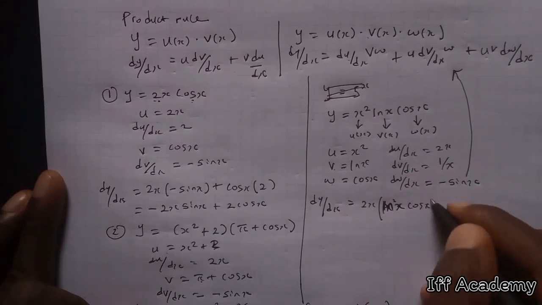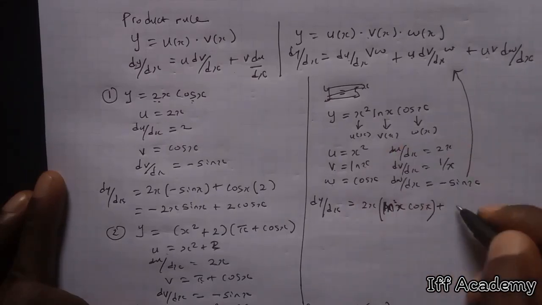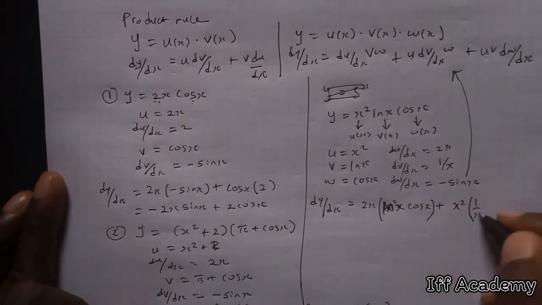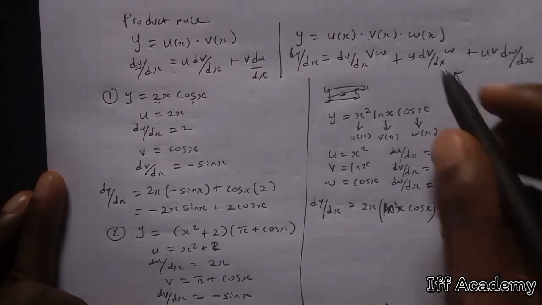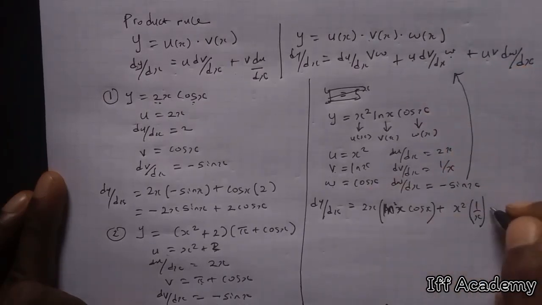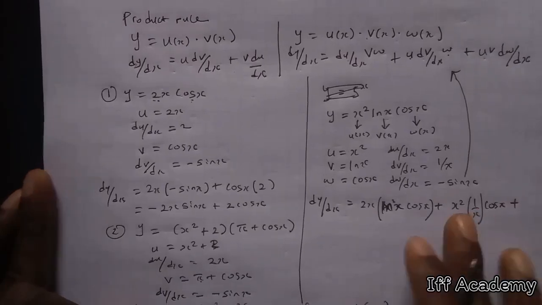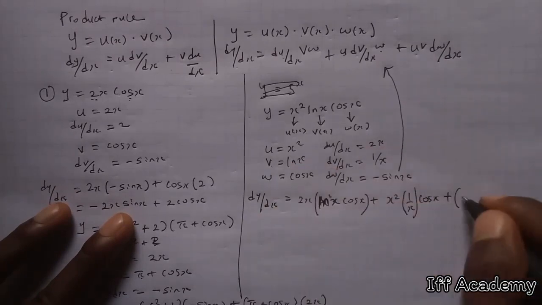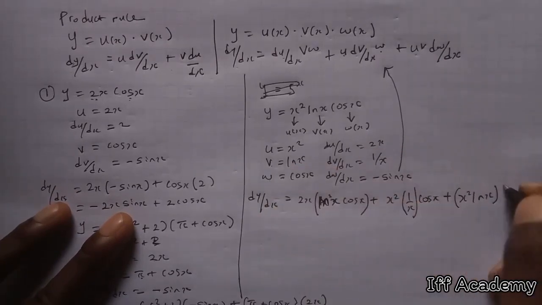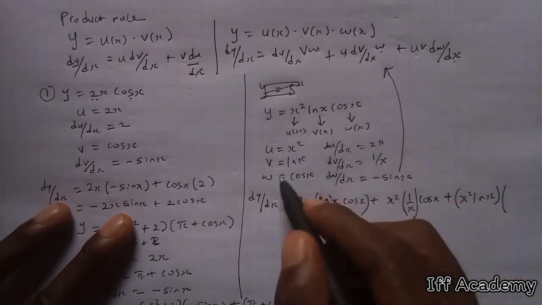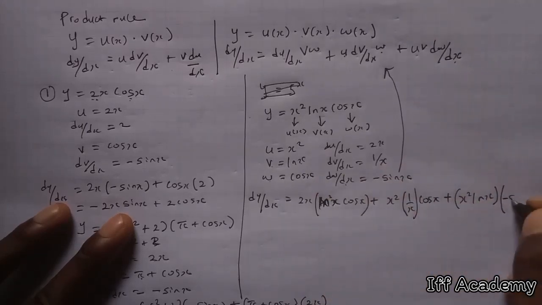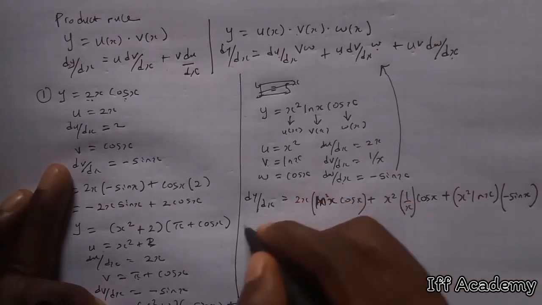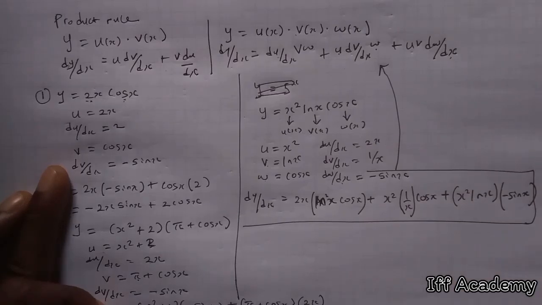Plus u, which is x squared, multiplied by dv over dx, which is 1 over x, multiplied by w, cos x, plus we have uv, which is x squared ln x, multiplied by dw over dx, which is minus sine x, right? So you can go ahead and simplify this further, but you can also leave it as this. So it's as simple as that.